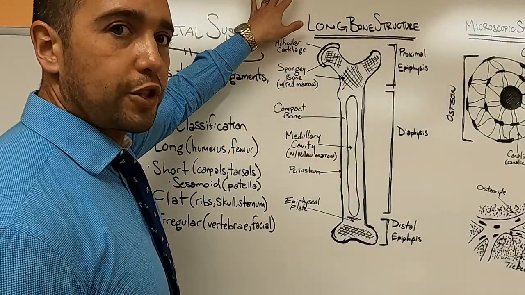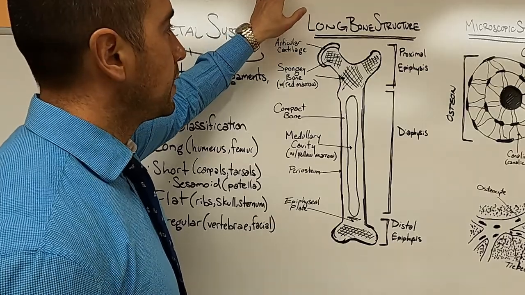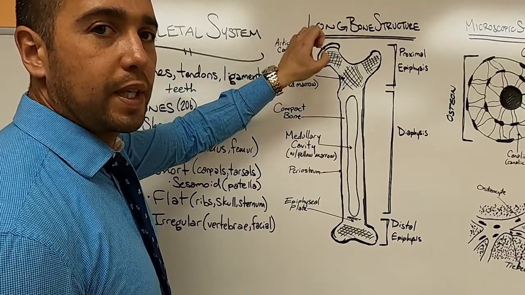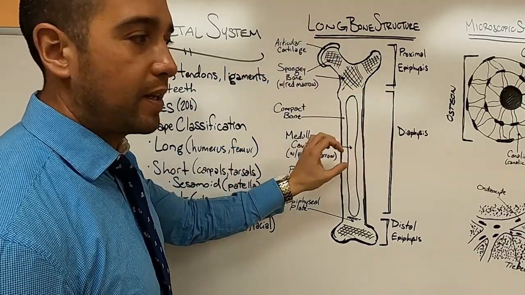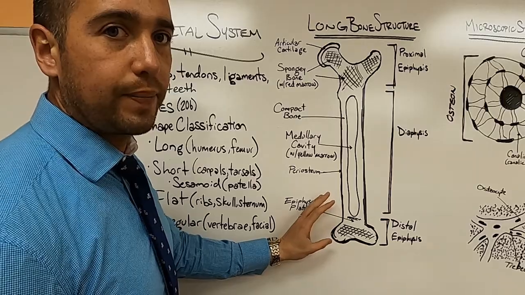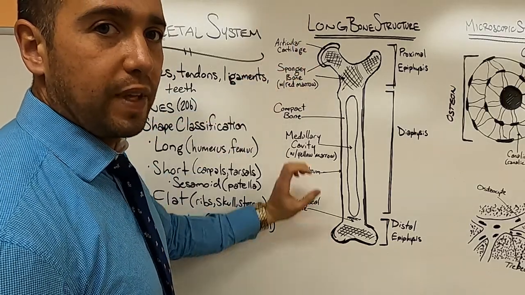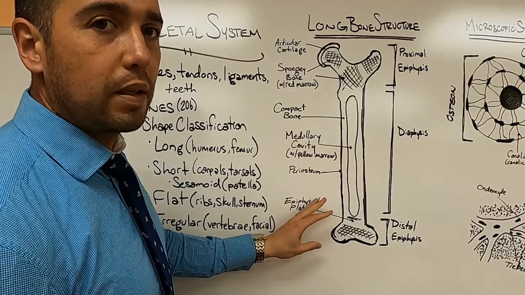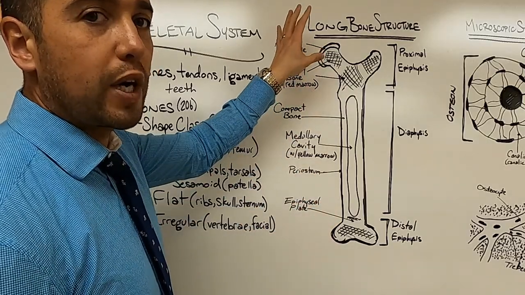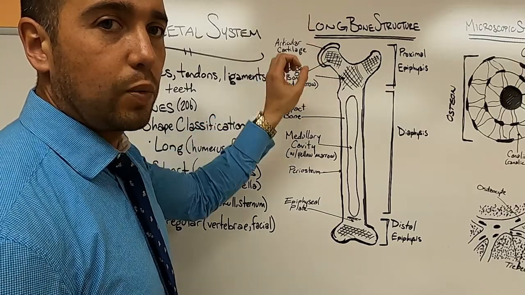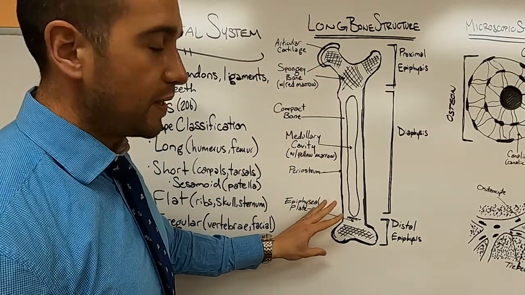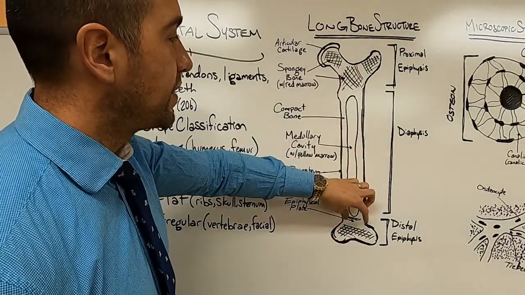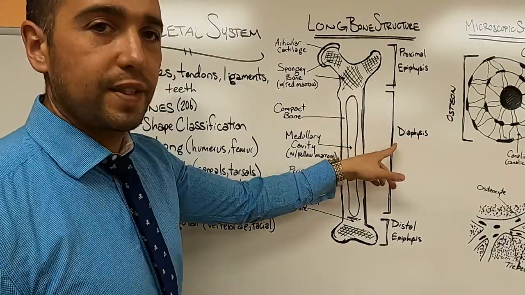This is the general structure of a long bone. You have one end that bulges out, you have a middle skinny section, and you have another end that bulges out. The parts that bulge out, you have two of them, one that's closer to the body and one that's further away from the body. The one that is closer to the body is called the proximal epiphysis. The one that is further away from the body is called the distal epiphysis. In the middle, the skinny part is called the diaphysis.